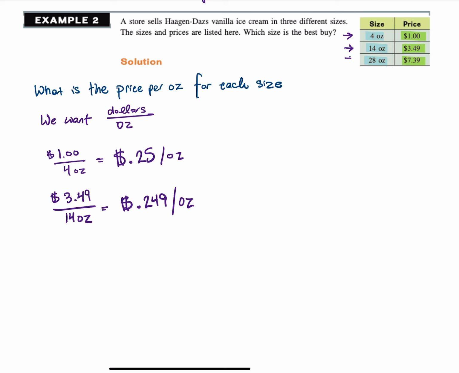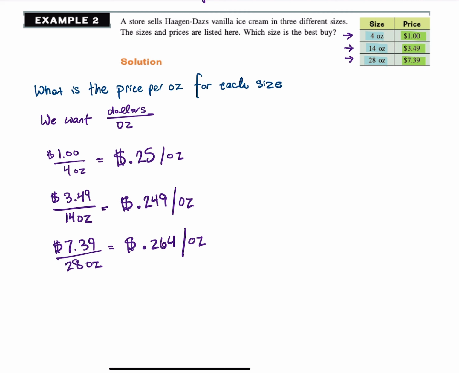And then let's look at the third size. This one has you pay $7.39, and the size is 28 ounces. So 7.39 divided by 28, and let's round to the third decimal place. It will be 0.264. $0.264 per ounce. So like 26 cents and plus a little more.